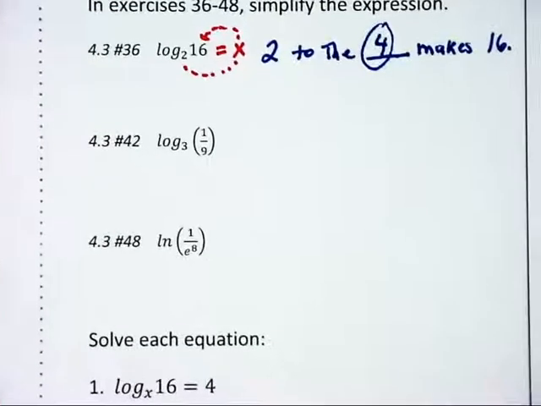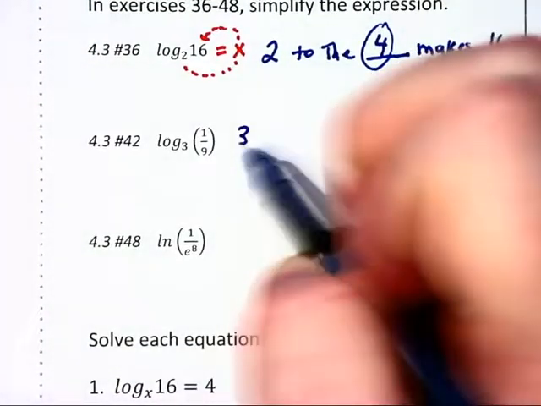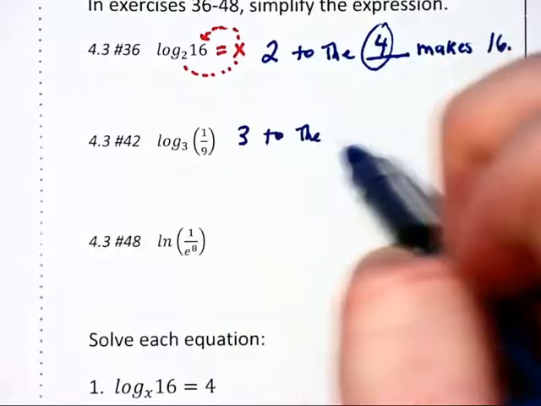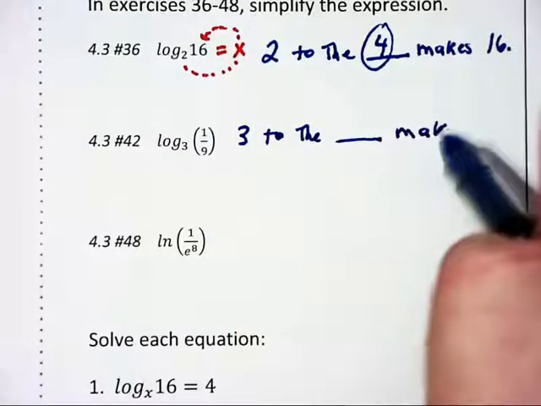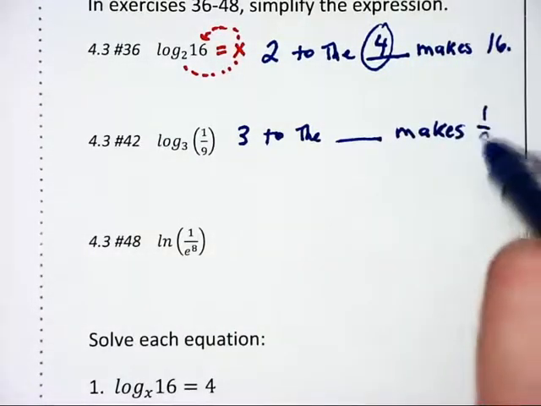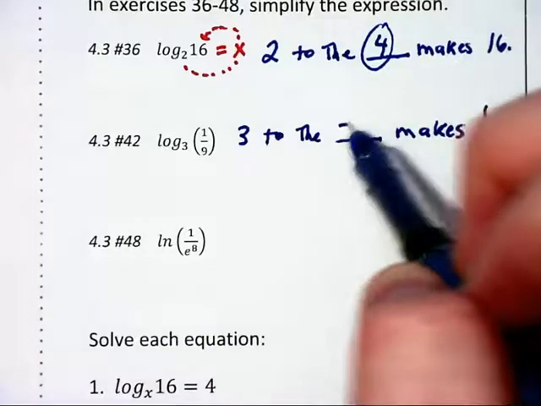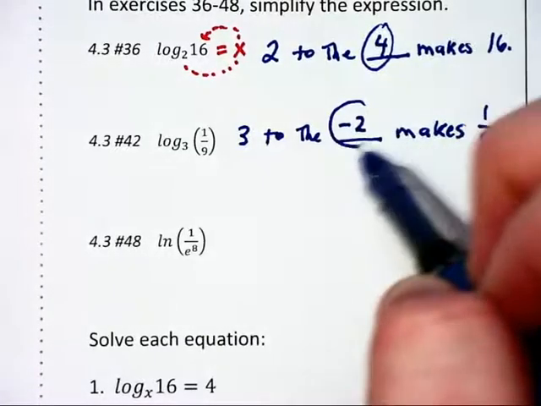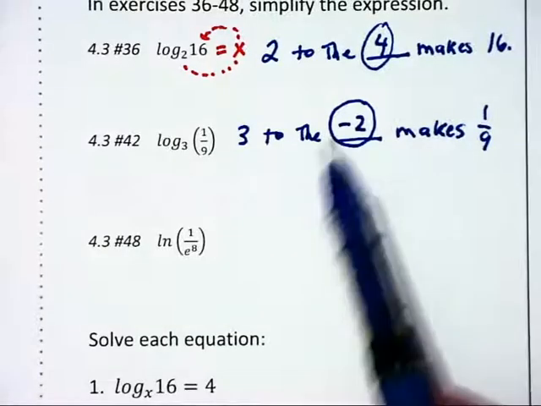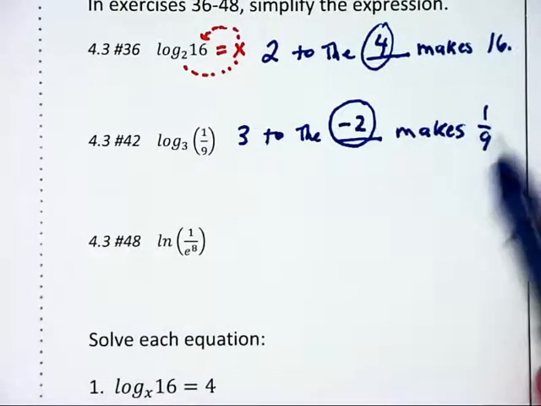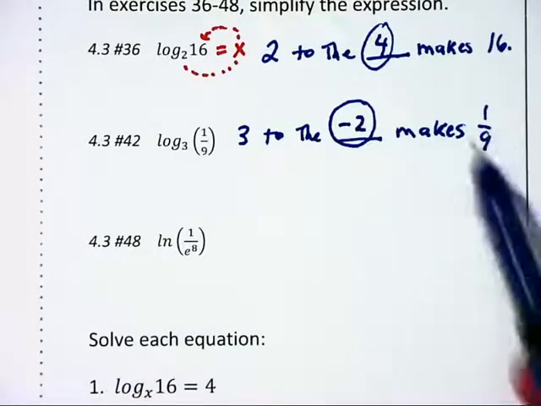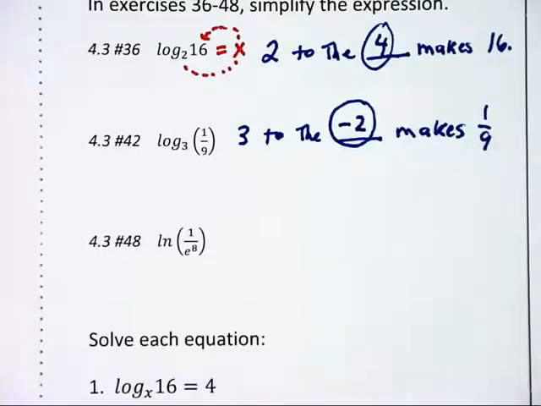Likewise, on this next problem, we say 3 to the what makes 1/9. Well, 3 to the -2nd makes 1/9. That negative makes this a fraction, and the 2 makes that 3 squared to a 9. And so that one works.